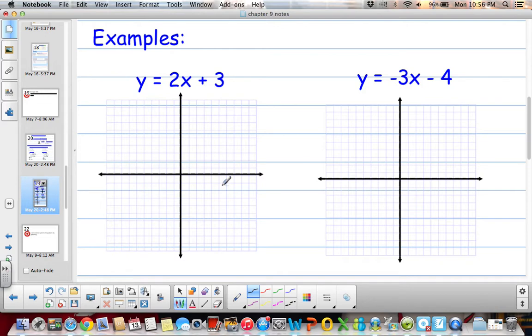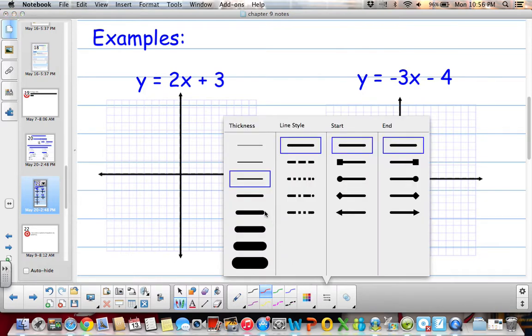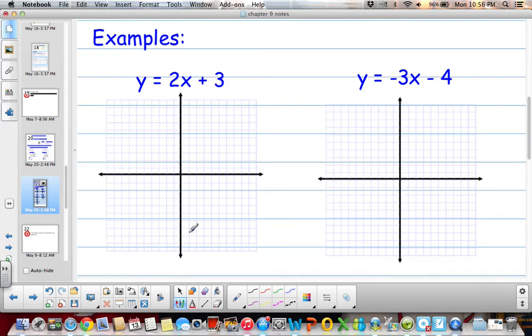All right, so we have y equals 2x plus 3. Let me make this bigger. There we go. Y equals 2x plus 3, so m equals 2, b equals 3. B equals 3, that's our y-intercept, so it crosses the y-axis at 3. This is x, this is y. So 1, 2, 3.